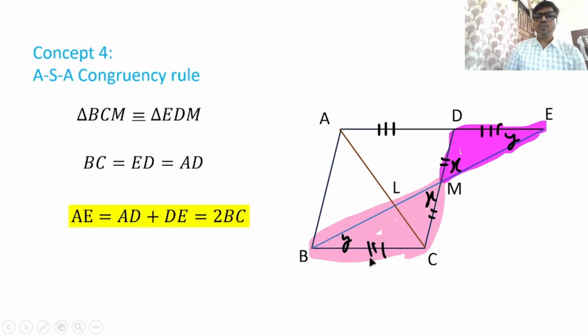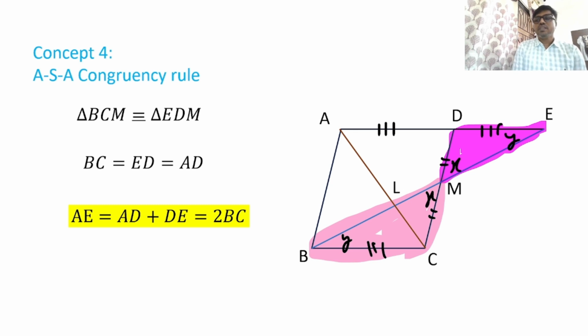But we also know that BC equals AD. Already we have proved that in a parallelogram, opposite sides are equal. So BC equals ED equals AD. Now, knowing that, I want to find AE. Let's focus on AE here, the total side. AE equals AD plus DE. But AD is BC and ED is also BC. Together it becomes twice BC. So AE, this bigger line, equals twice BC. That is what we got as the conclusion here.